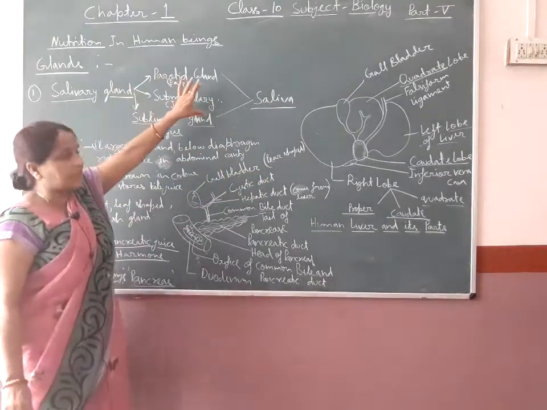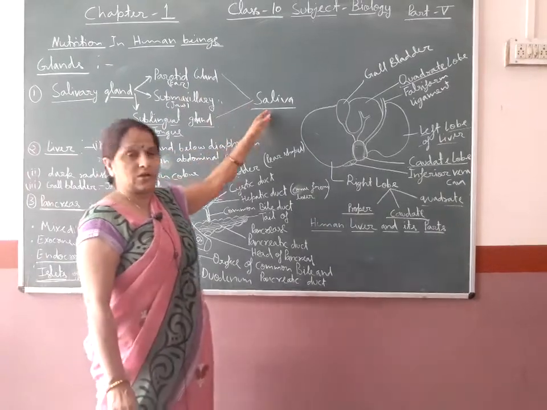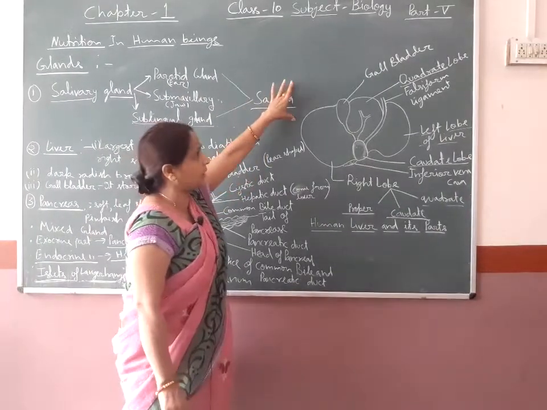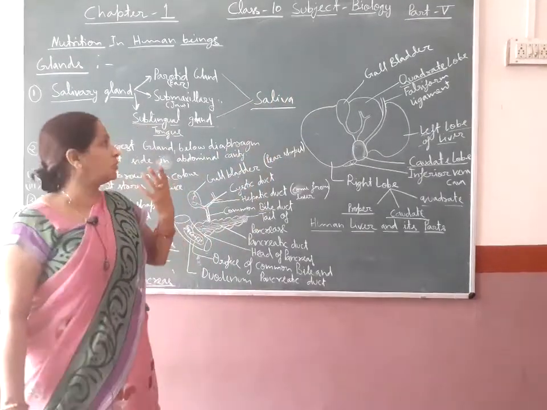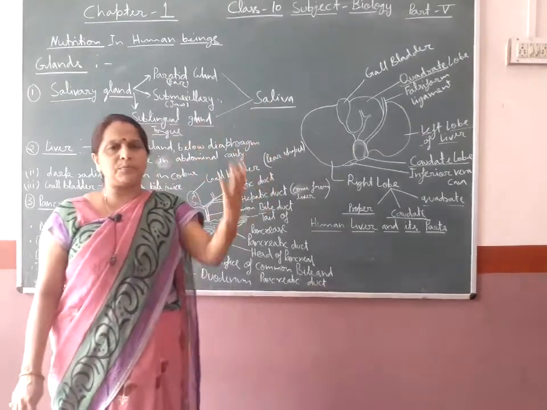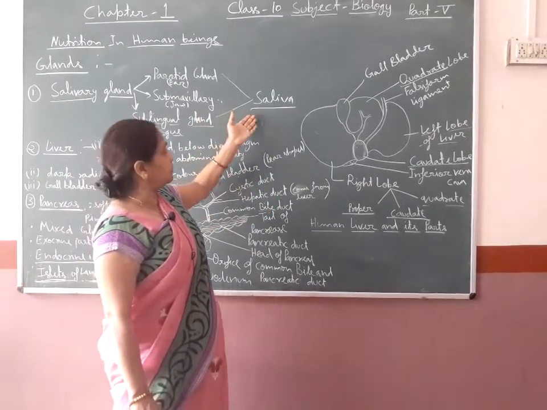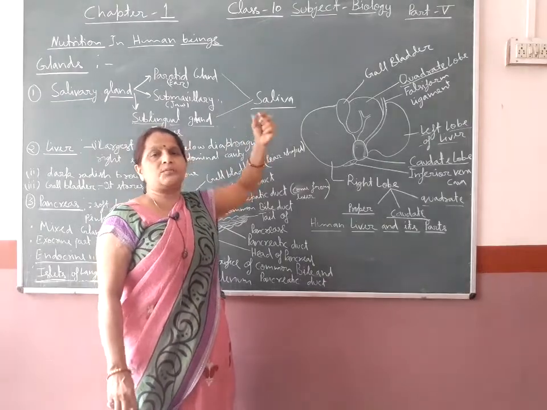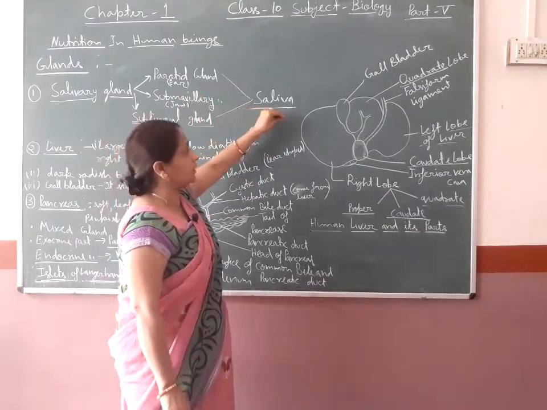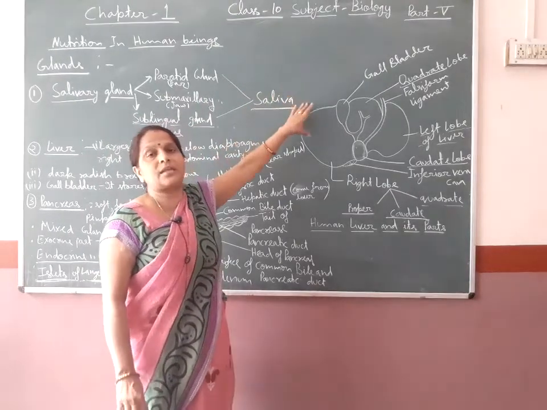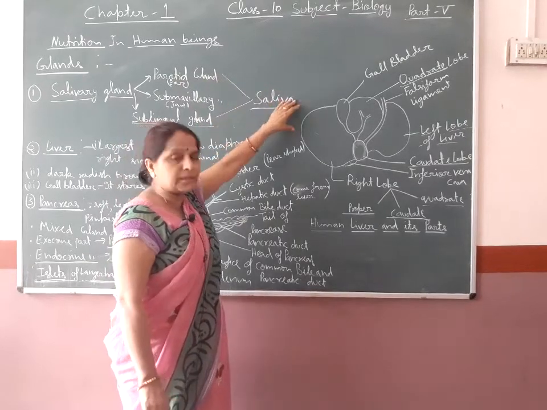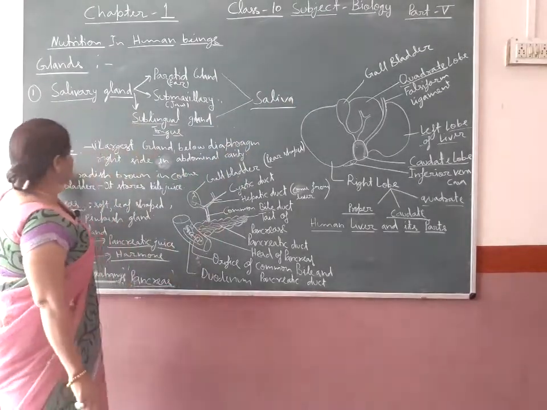These salivary glands secrete saliva. All of you have studied and learned about this saliva. This saliva is secreted in the mouth. Saliva has many purposes: it kills germs and bacteria, and it is involved in digestion. It consists of enzymes which are involved in digestion. Then second is the liver.